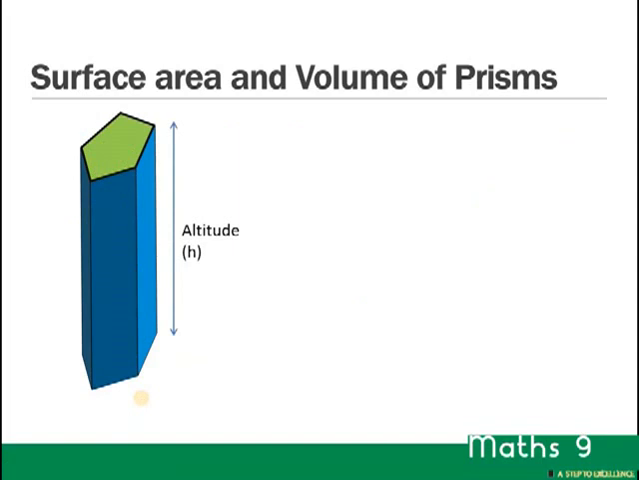This is the altitude, h. This is one of the edges. The total surface area of the prism is equal to the lateral surface area, so that's the area of these faces here, all the way around the middle, plus 2 times the area of the base, so that's once for the top base here, the upper base, and once for the lower base.